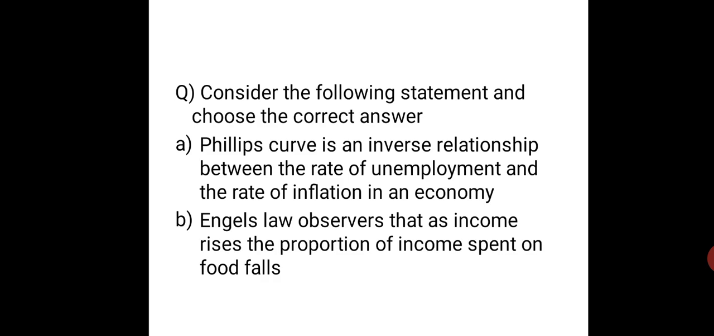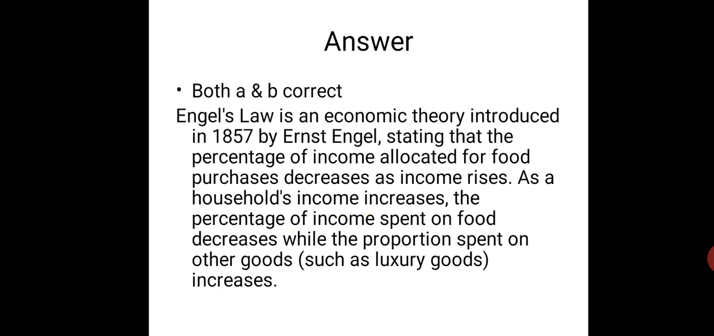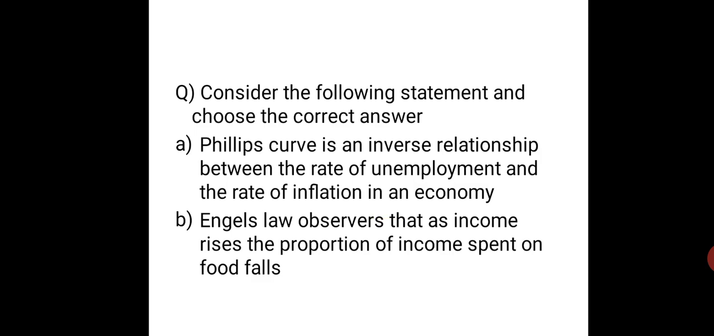B. Engel's law observes that as income rises, the proportion of income spent on food falls. So we need to know what Engel's law is. Engel's law is an economic theory which says that as income increases, the income allotted for food will actually decrease. They will spend less on food, and they will try to spend more on luxury goods. So that is what Engel's law is. So coming back to the question, option B is also correct. So both the statements are correct.